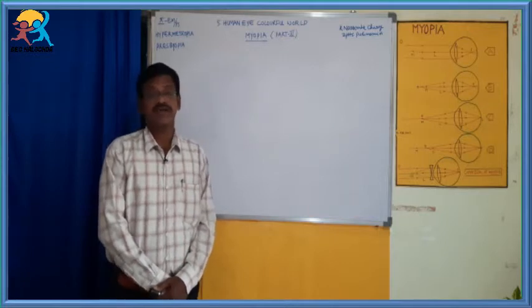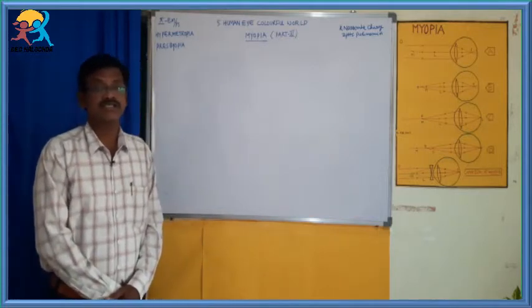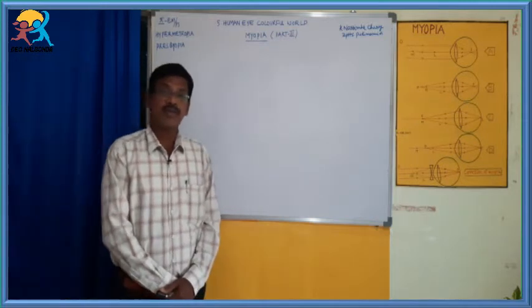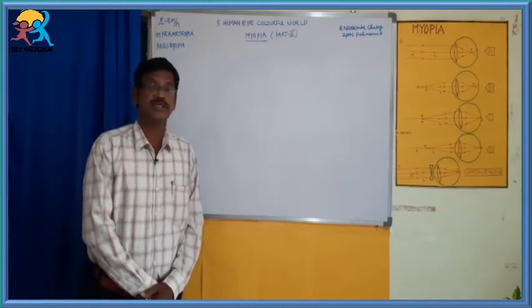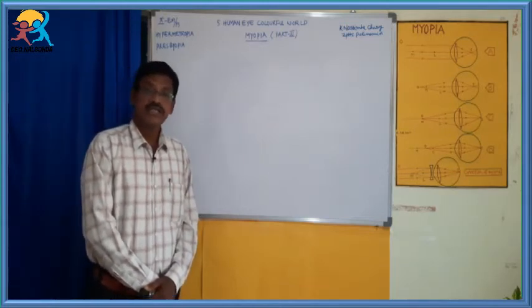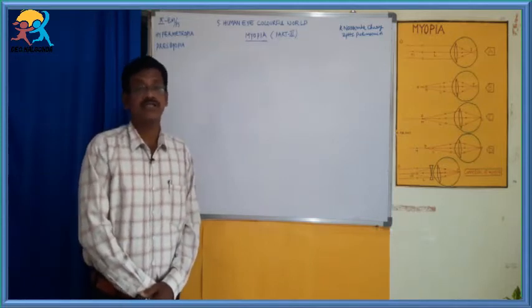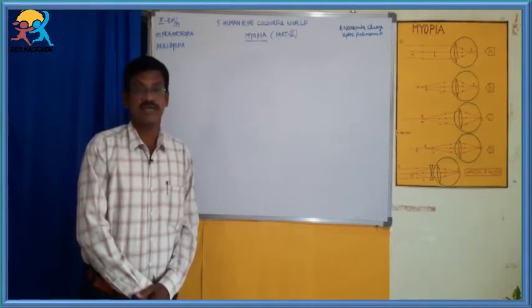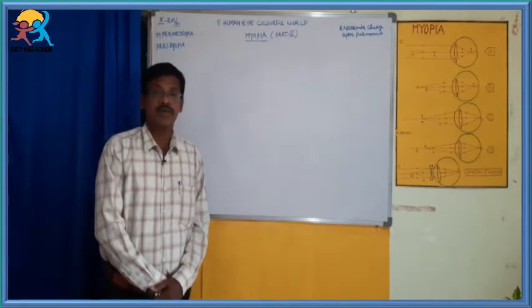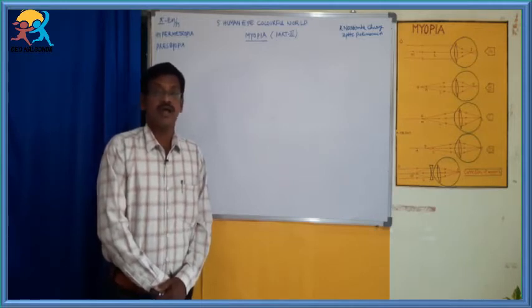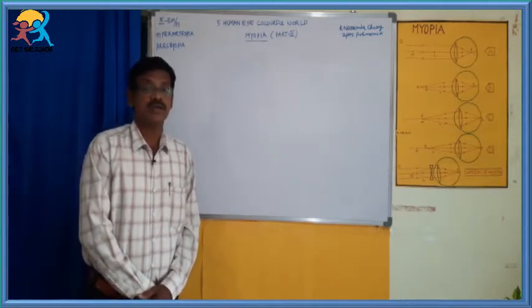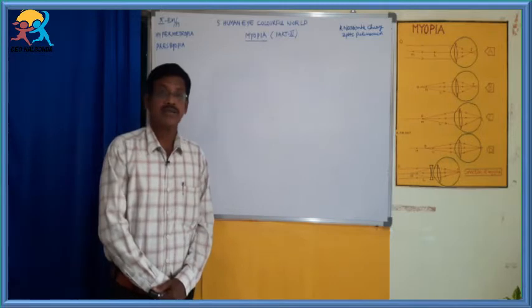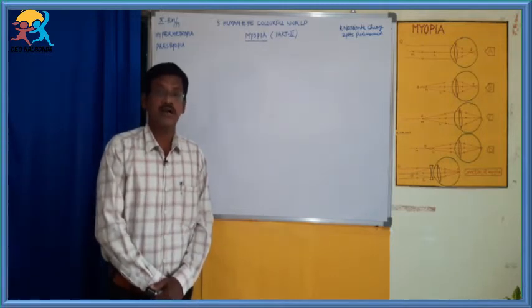We also call this defect nearsightedness, because people suffering from myopia can see the objects near the eye but cannot see the objects at long distances. In this case, the focal length is less than 2.5 centimeters. In the case of myopia, the rays coming from distant objects, after refraction through the lens, meet and form an image before the retina. That is why people cannot see objects at long distances.